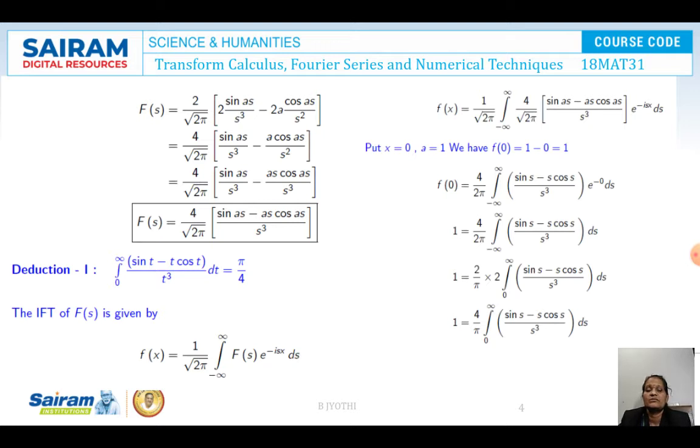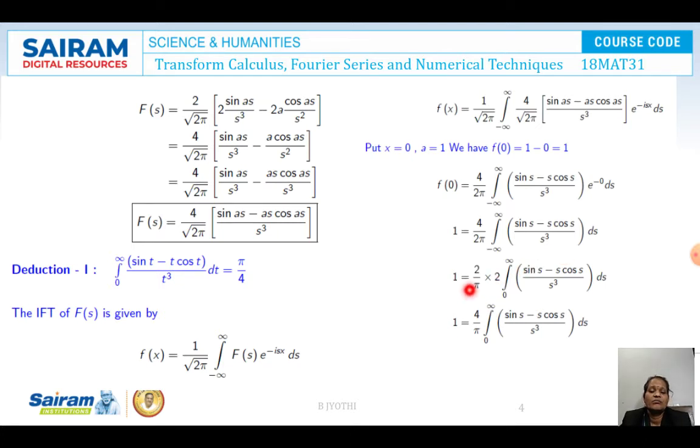So, substitute the f of s that we have obtained in the result. When we substitute here, put x as 0, a as 1, then we have f of 0 equals 1 minus 0, which is 1. Then f of 0 equals 4 divided by 2 pi, integral from minus infinity to plus infinity of (sin s minus s cos s) divided by s cube into e power minus 0, which is 1, ds.